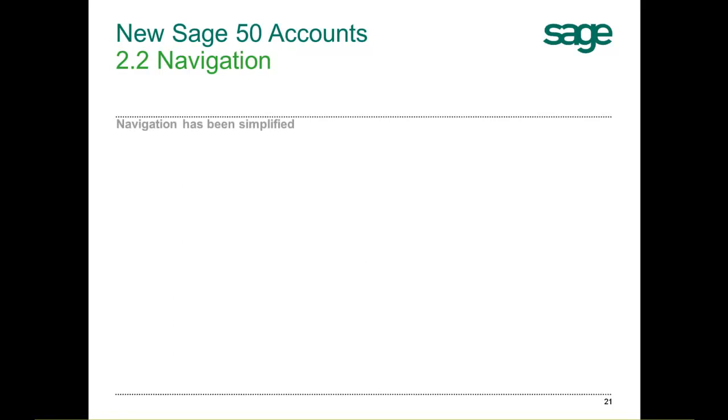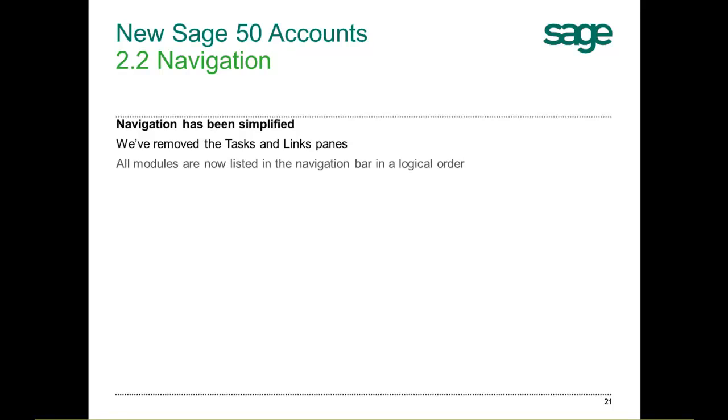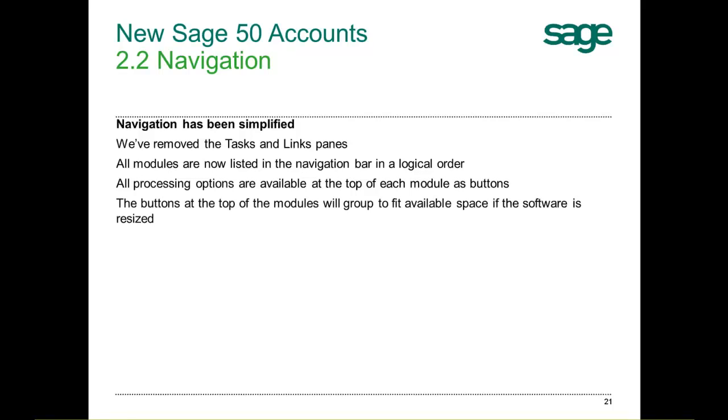Now, in relation to navigation, we have also removed the tasks and links pane, which used to duplicate processes in all modules. Now all processing options are available in the top section, which I'll show you in a moment. The buttons at the top of the modules will group to fit accordingly to the screen size that you use, and you also have options to change the color schemes.